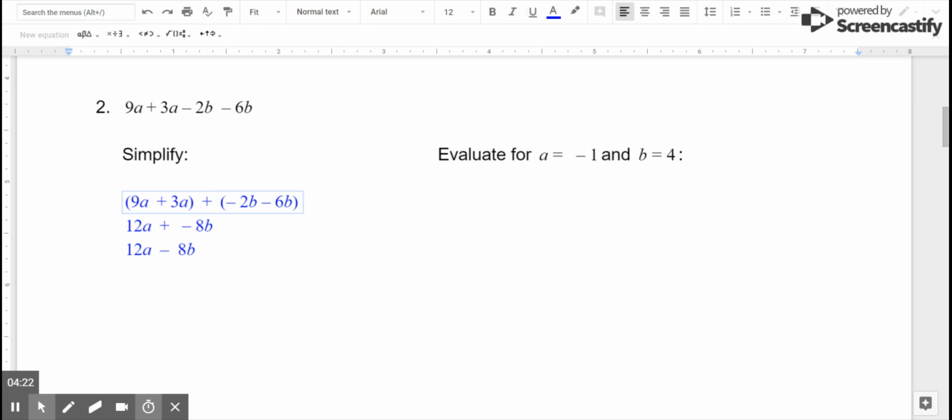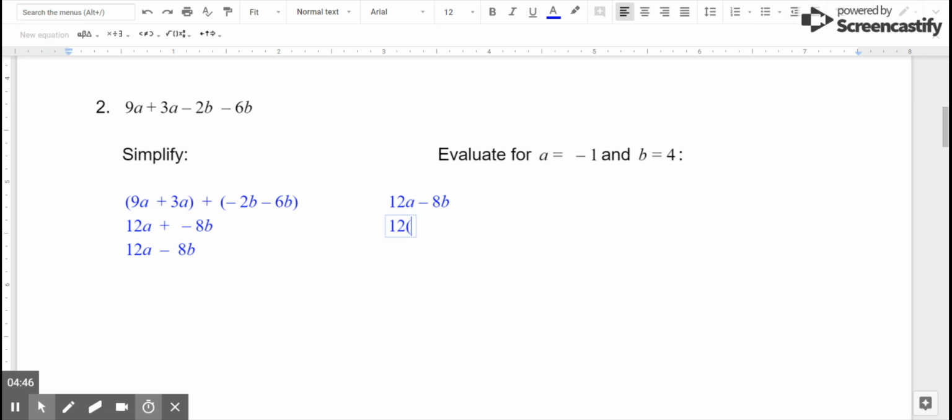The next thing I'm asked to do is evaluate. I have 2 variables and I have 2 different values. So it says evaluate for a equals negative 1 and b equals 4. I'm going to use my simplified expression to evaluate. So my simplified expression that I came up with is 12a minus 8b. So what I'll do is I'll plug in the values and then see what it equals.